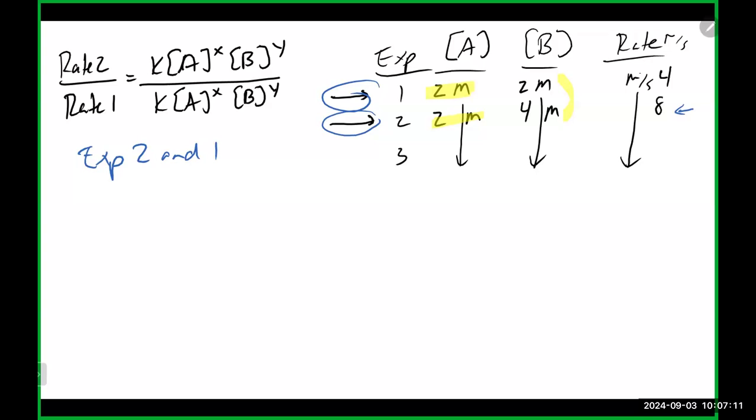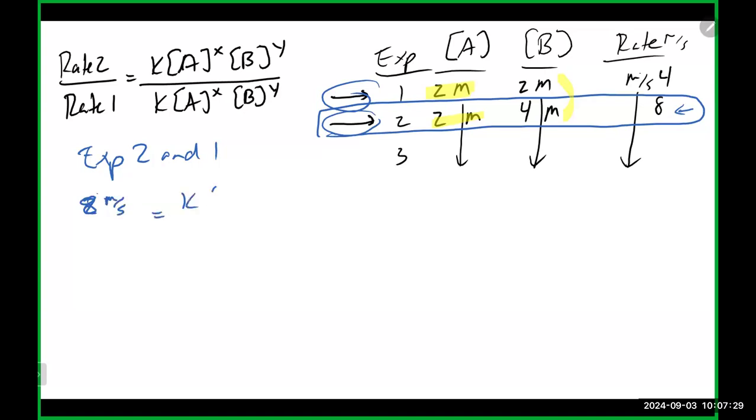But if you want to do it the other way, you'll just get more decimal type numbers, but it works really the same. So in my example here, I'm going to take everything from the second experiment and put it up on top. For me, that would be 8, if I read the number right, molar seconds equals K. In this case, A's concentration is 2 to the X and B's concentration is 4 to the Y. Now I'm going to put everything from experiment number 1 on the bottom. That gives me 4 molar seconds, K, again, 2 to the X and 2 to the Y.